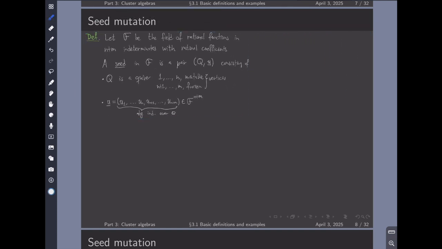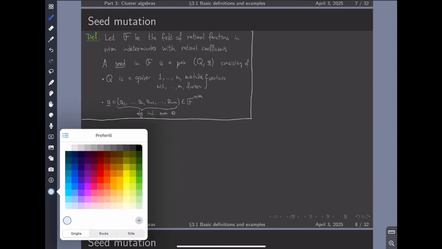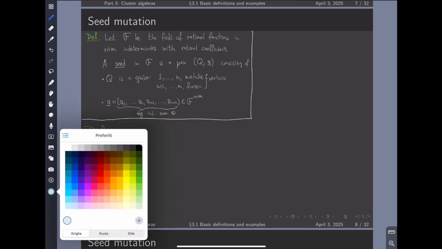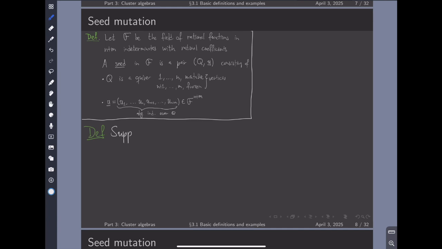And then mutation of a seed. I'm sorry to say one more thing. Q is a quiver, but I require from the quiver not to have loops and not to have 2-cycles, so that it actually comes from a skew-symmetric matrix.